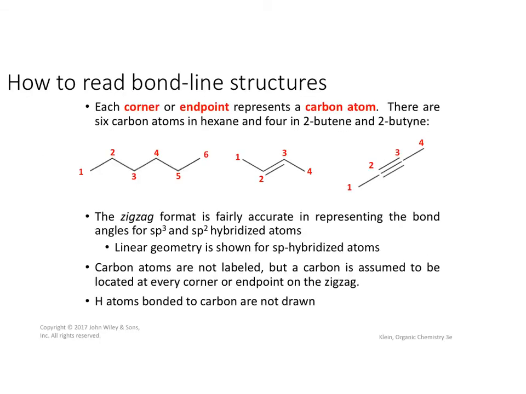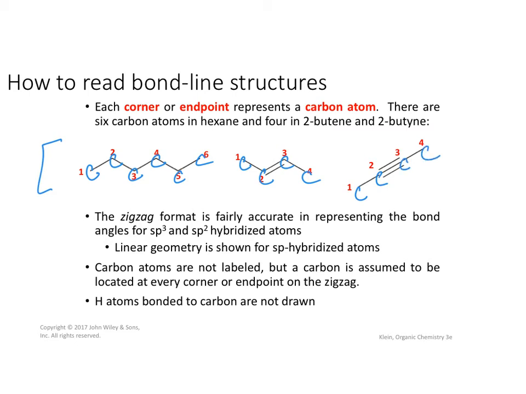So let's go over the rules for reading bond line structures. So each corner or endpoint represents a carbon atom. So if we look at this first example, there's a carbon atom here, here, here, here, here, and here. So also if we look at this alkene, this double bonded structure, there's a carbon here, here, here, and here. And then finally, there's a carbon at 1, 2, 3, and 4.